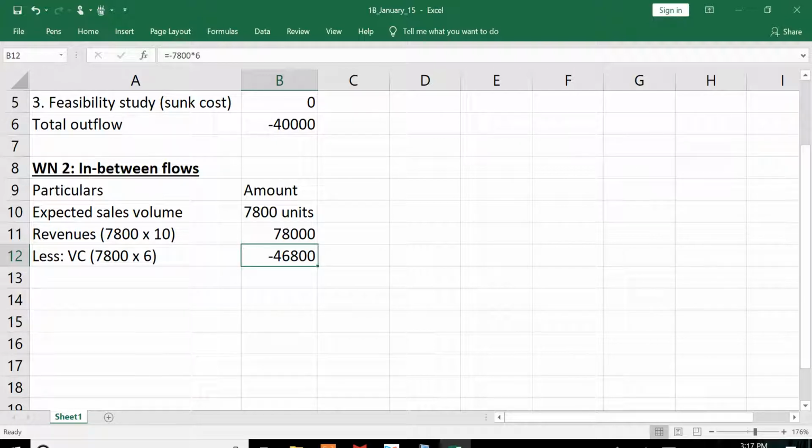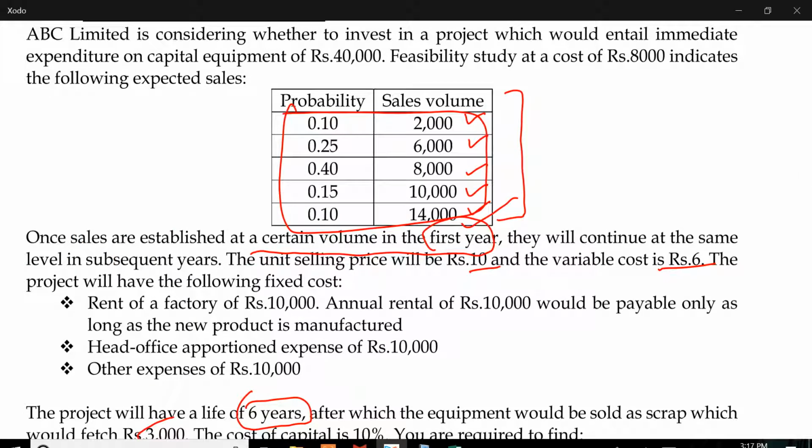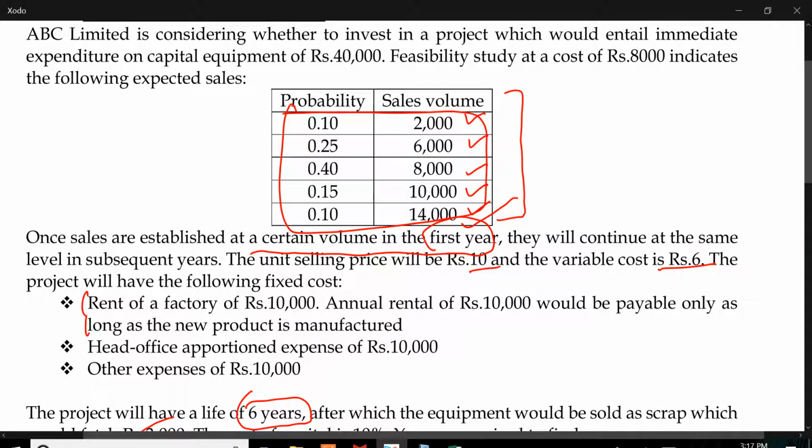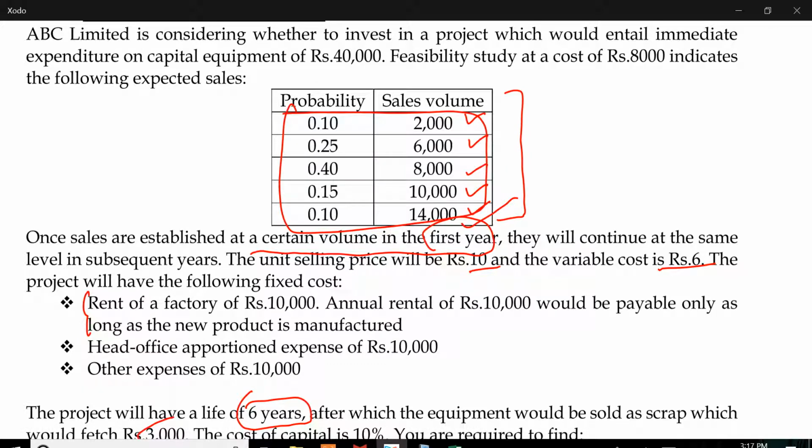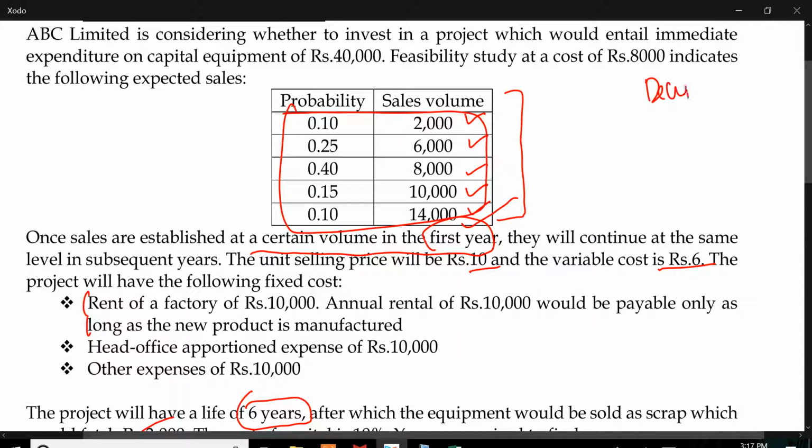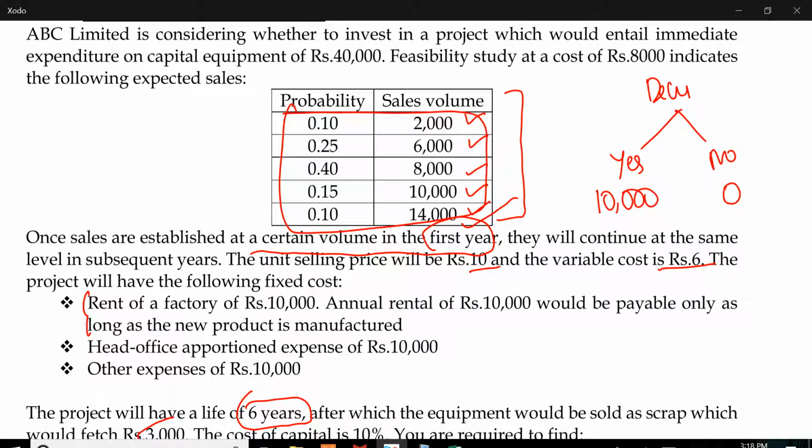After getting the variable cost, I have to go to fixed cost. Now listen, we will have to read, is this a relevant or an irrelevant expense? Read this and let me know. Rent. Relevant means I will subtract it, otherwise I will ignore it. It is relevant because I am going to incur this only if this product is manufactured. To identify something as relevant or irrelevant, the decision is yes or no. If you do this project, pay 10,000 rent. If you don't do this project, pay 0 rent, because they are saying rent would be payable only as long as the new product is manufactured.